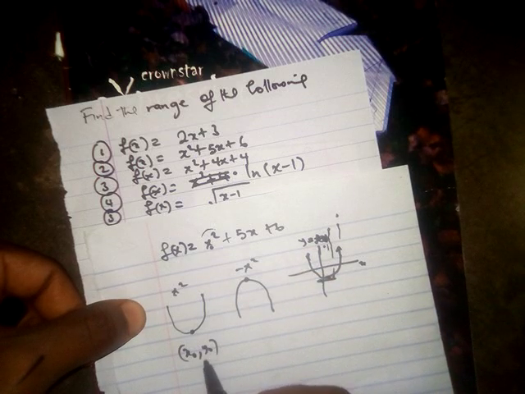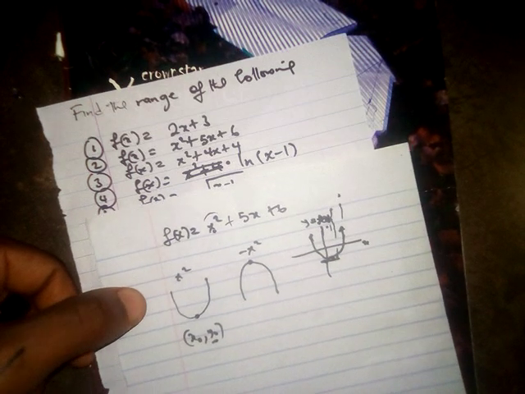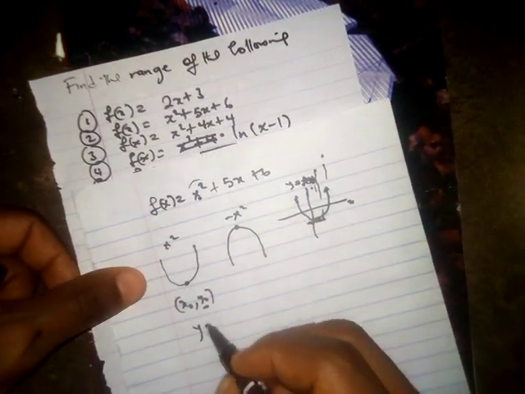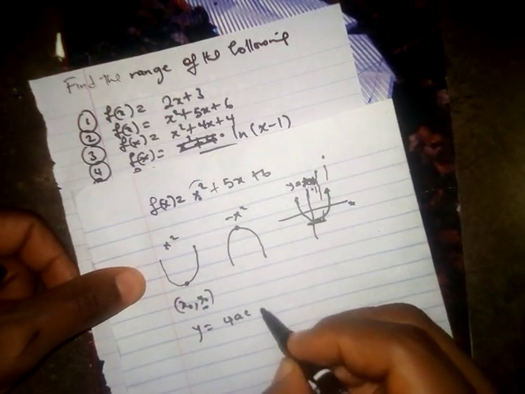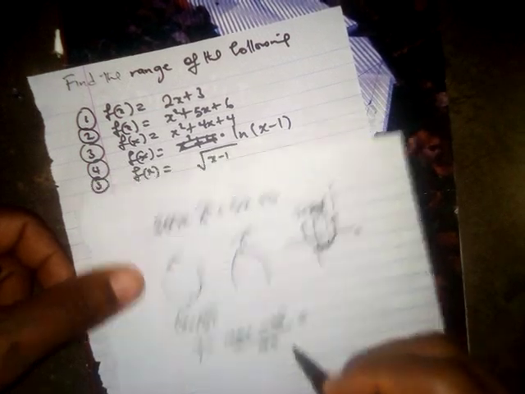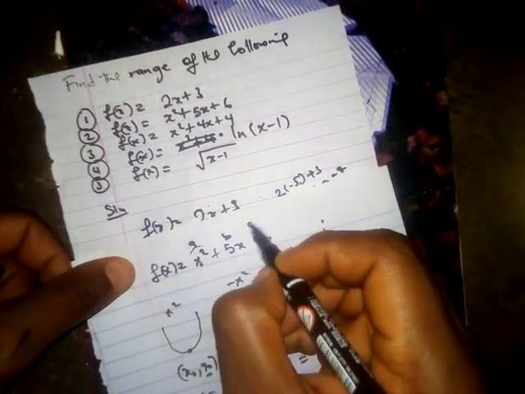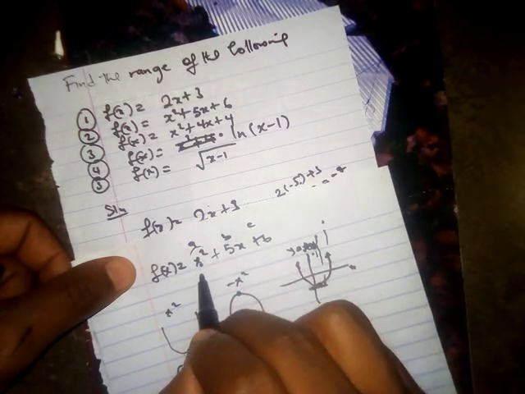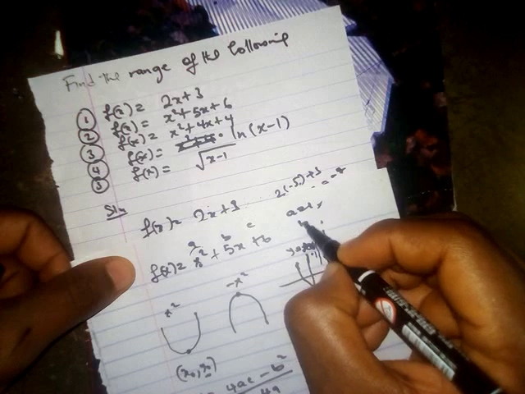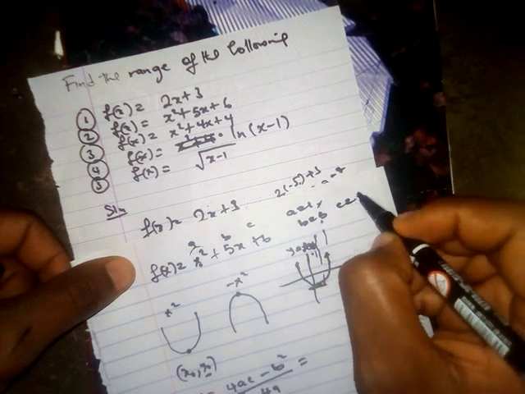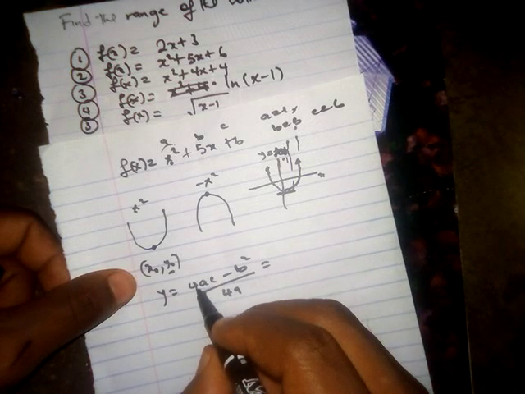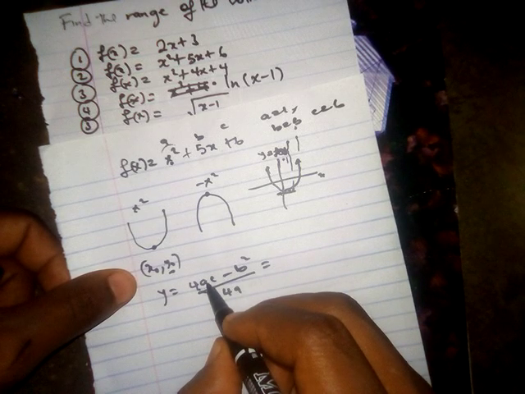Okay, so that means you are looking for this particular value of y, and the faster way to do it is to use the formula. The formula is actually y is equal to 4ac minus b squared all over 4a. Now this a, b, c represent the coefficients of this. Your a here is equal to 1, your b here is equal to 5, and your c here is equal to 6.